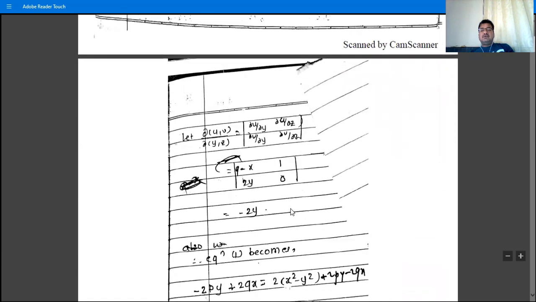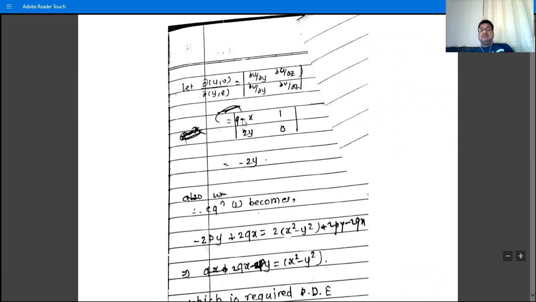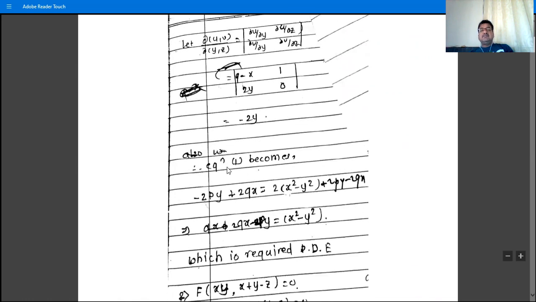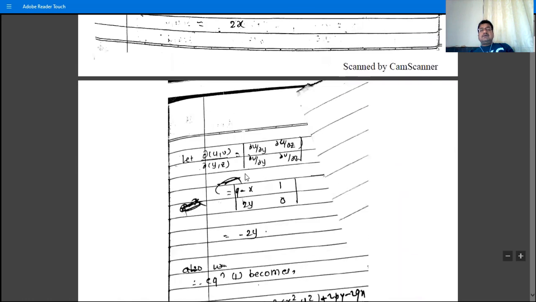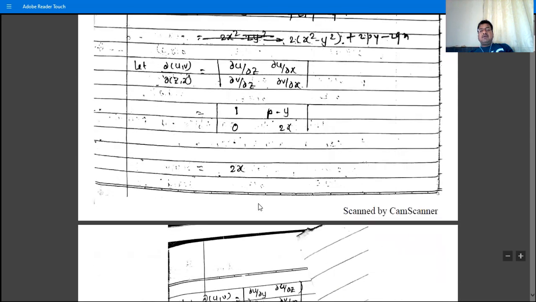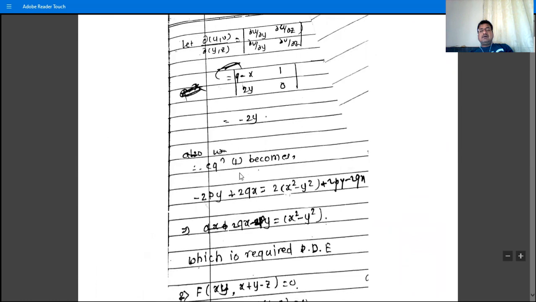Okay, 0. And then we have the determinant: this into this is 0, q minus x into 0 is 0, minus 2y. So minus 2y is the determinant. Then from equation 1, substitute all these values in equation 1. Then p times ∂(u,v)/∂(y,z) is minus 2y, so p in bracket minus 2y.